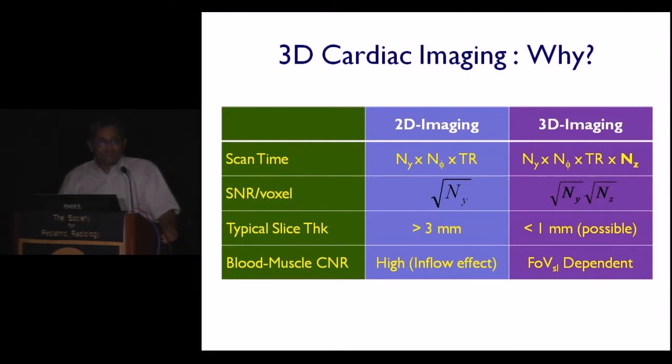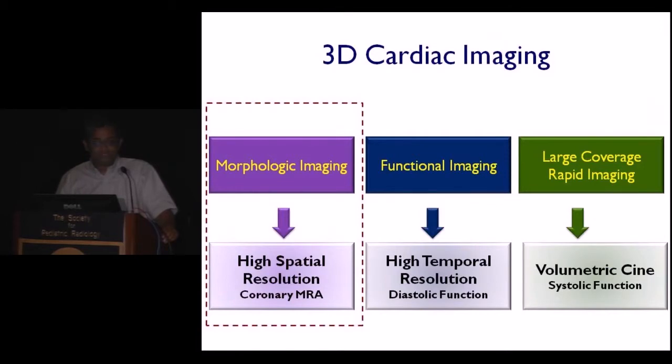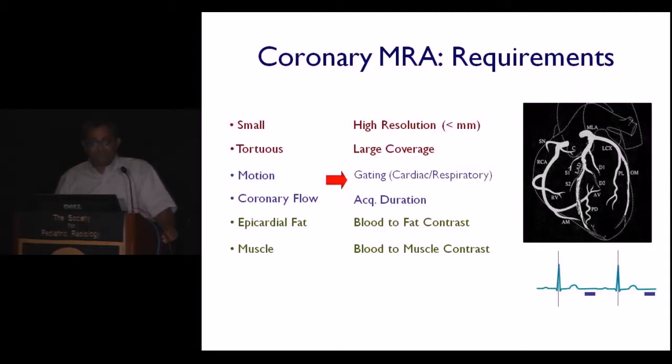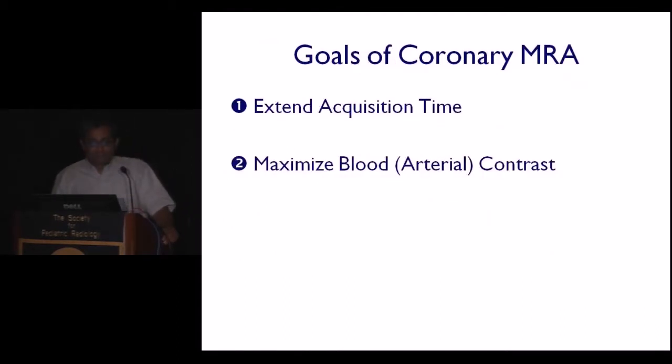The third thing is that coronary arteries are in a very bad neighborhood. There is epicardial fat that appears just as bright as blood, as well as muscle. So we need to generate contrast between blood and muscle and between blood and fat. So these are the anatomic and physiologic requirements. In MR language, they can be translated into specific requirements, and we'll see how we go about building this protocol. To sum up, the goals of coronary MRA are, first, to extend the acquisition time, and second, to maximize blood to arterial contrast.